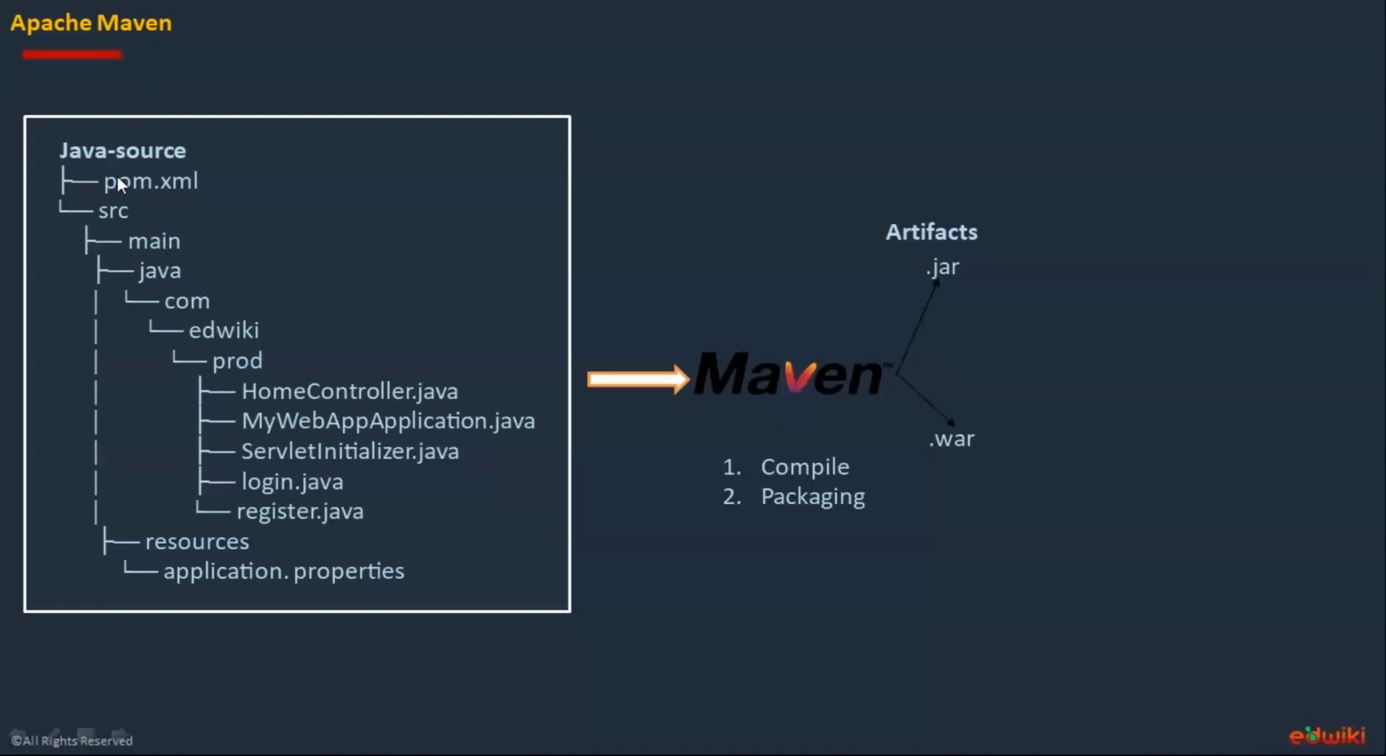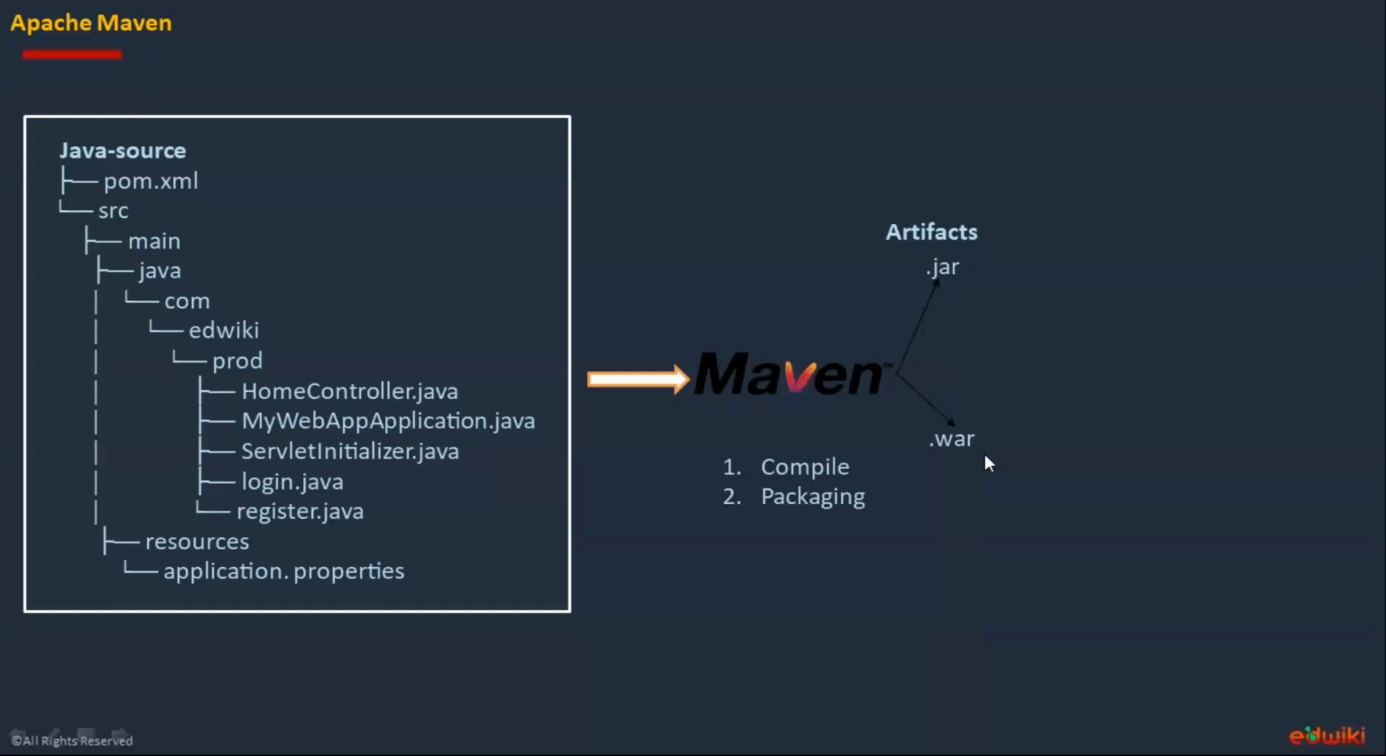So in the given Java source code, there is a file called pom.xml. Pom.xml is the project definition file. This file has all the details that Maven can use for the build process. That means whenever the source code is given to Maven, the first thing Maven does is read the POM file, understand the project, and see how it has to take this code into compilation and packaging. Then the artifact files will be created.